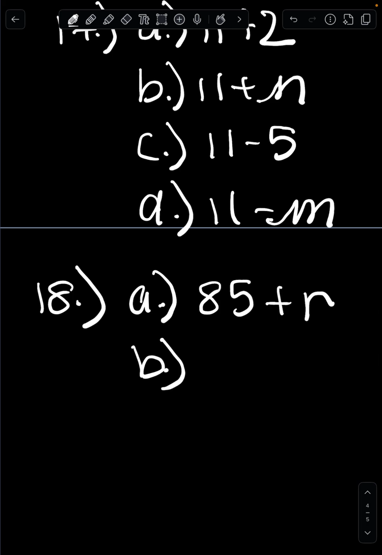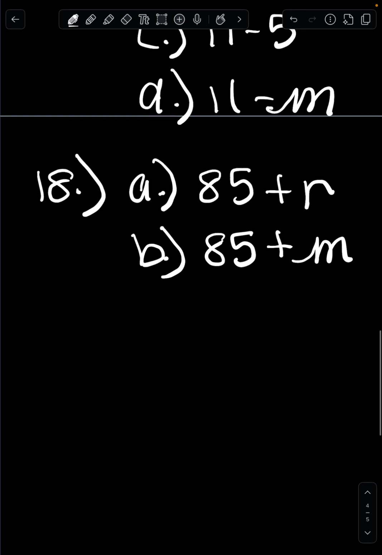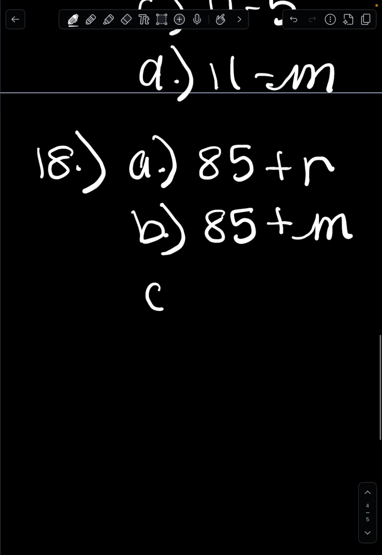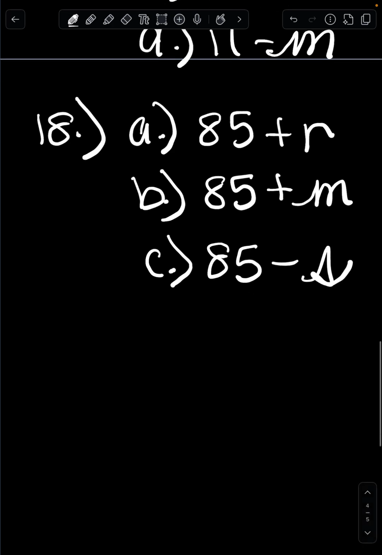Letter B, he receives a gift of M dollars. So he started with 85. He receives, or he's adding, M dollars. Letter C, he pays S dollars. So he started with 85, but he's paying, which means he has to lose money. So we're minusing S.